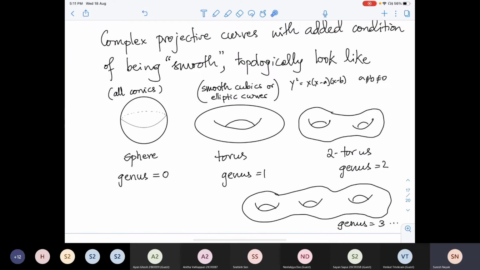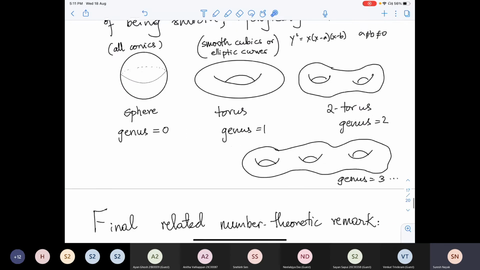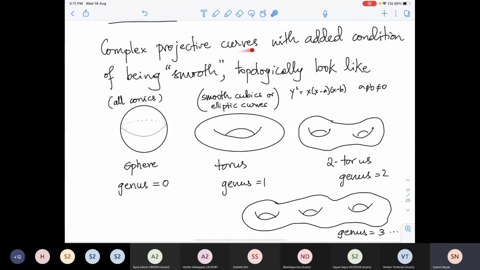So that's your sphere, torus, and two torus, 3 torus. And here the genus is 0, genus is 1, genus is 2, genus is 3. So genus is just a word, just like in biology, to tell you what type of surface it is. So one can show that all complex projective curves, which are smooth, will look like this.